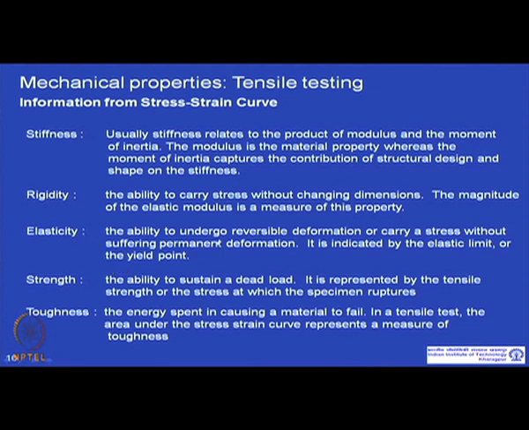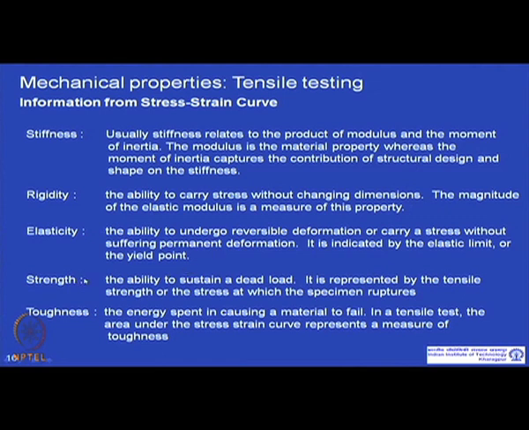Elasticity is the ability to undergo reversible deformation, meaning that after the stress is released it should come back to the original state, or to carry a stress without suffering permanent deformation, and it is indicated by the elastic limit or the yield point. Beyond the yield point, the sample actually undergoes permanent deformation.